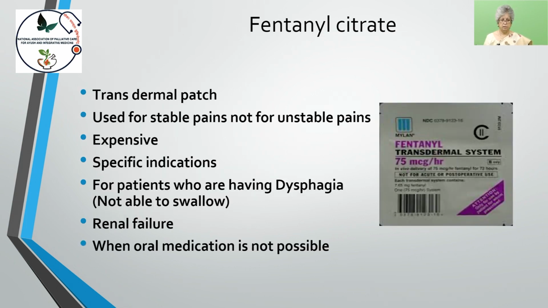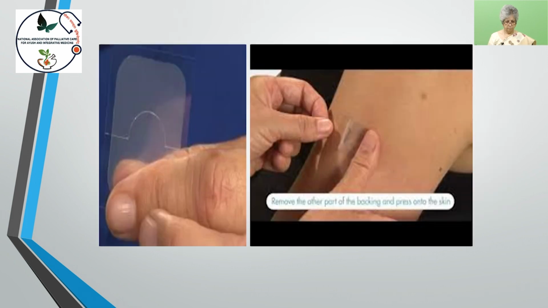Another drug is fentanyl, which is very costly. The transdermal patch is available to be put on the skin, but it is very expensive and very few people can afford it. But it should be used when the patient is not able to take morphine by mouth, when he cannot swallow, like a head and neck cancer patient. At some stage there is no feeding tube in this patient and they are not able to swallow the medicine, then these patches are very useful. This is the picture of the patch.